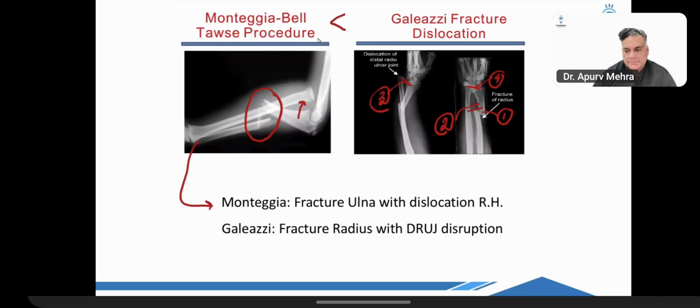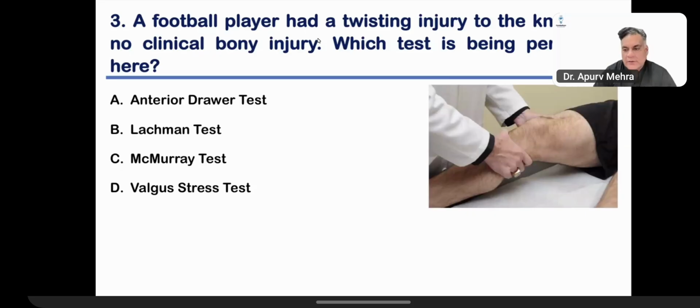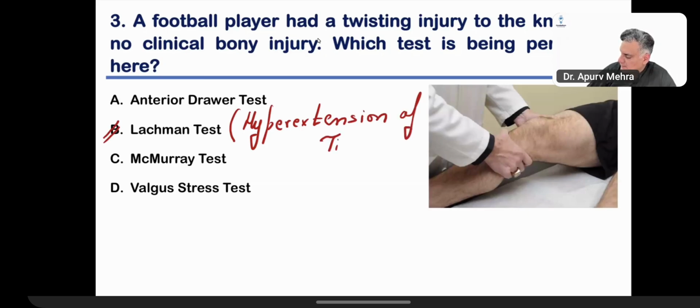Okay, beta? A football player had a twisting injury to the knee with no clinical bony injury. Which test has been performed here? Lachman test. What are you testing? Is your tibia going anterior or not? Anterior translation of the tibia is prevented by the anterior cruciate ligament. So that is what you are testing here. So it is for the anterior cruciate ligament, ACL.